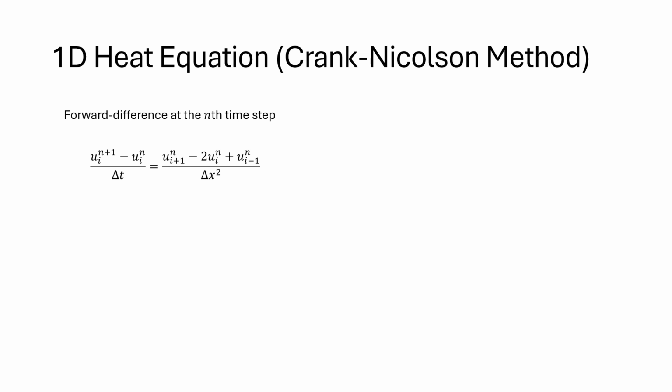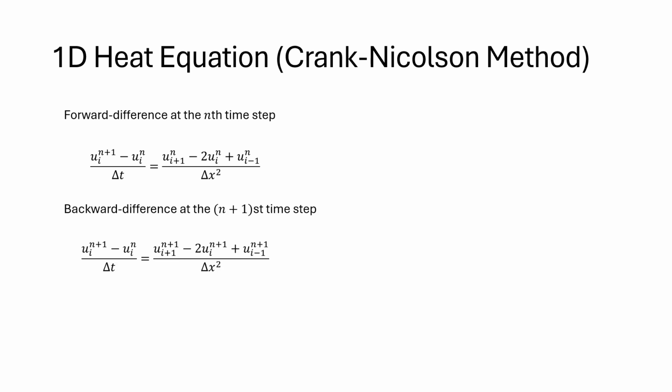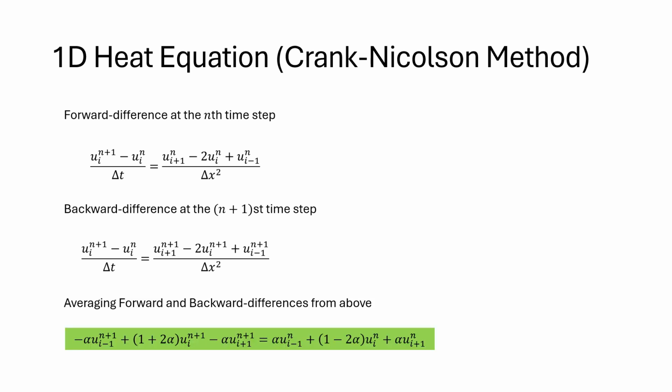We start by taking the forward difference at the nth time step, and at the n plus 1 time step, we take the backward difference instead. And then averaging these forward and backward differences results in the equation, we get the Crank-Nicolson method formula for solving PDEs. Alpha here is equal to delta t divided by 2 delta x squared.